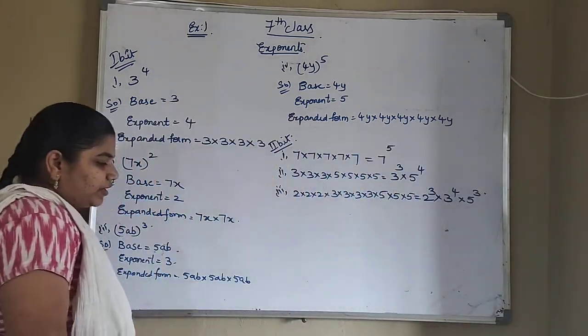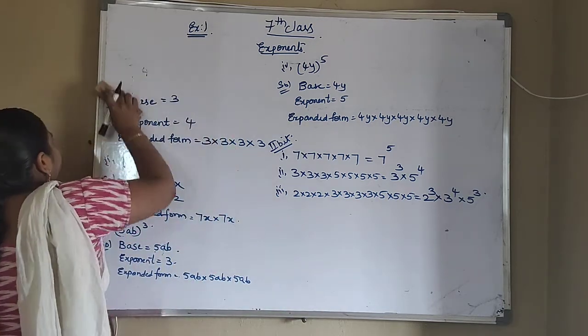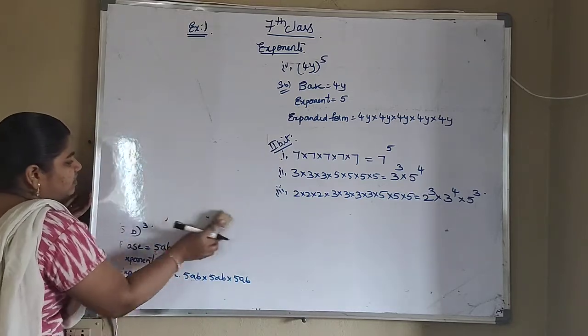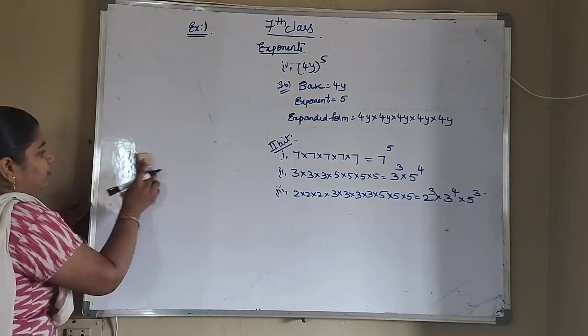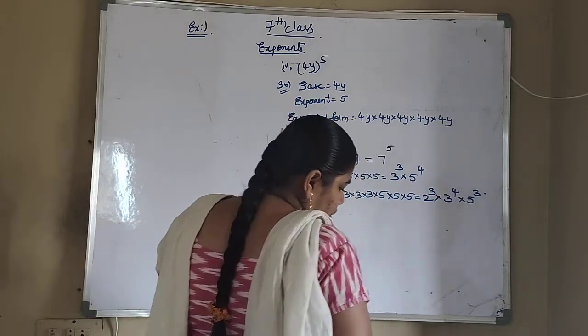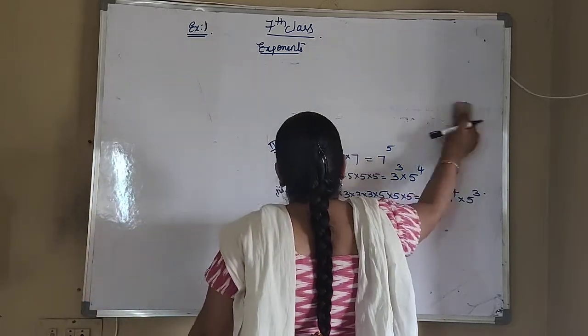By using prime factorization, we have to find the exponential forms. Already you know what is prime factorization. Only by using prime numbers, we have to write the given value in the form of product of exponents. Exponential form we have to write.